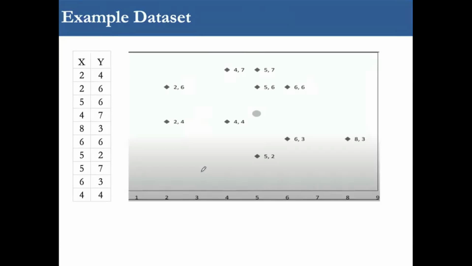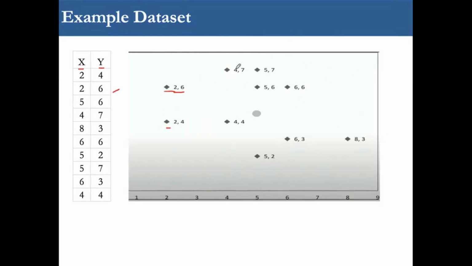Now we will be solving a problem using a data set. This is the given data set, x and y. Here there are two features, the x feature and the y feature. For example, I have shown you how the points are plotted in a graph. So 2, 4 is plotted here. The next data point is 2, 6, and 2, 6 is plotted here. That way all other data points are plotted in a graph.